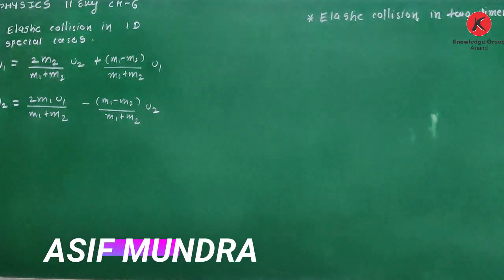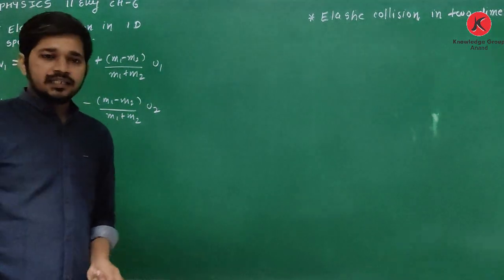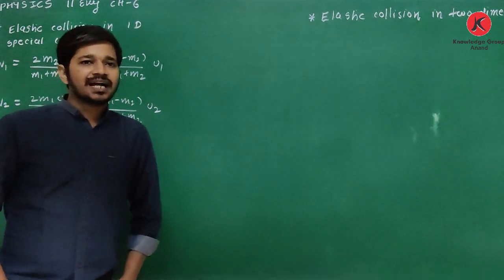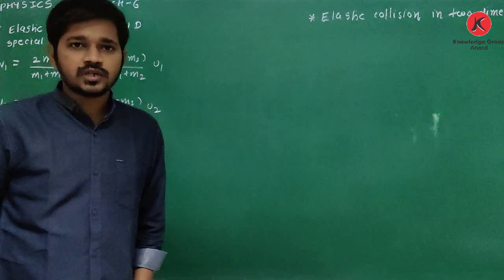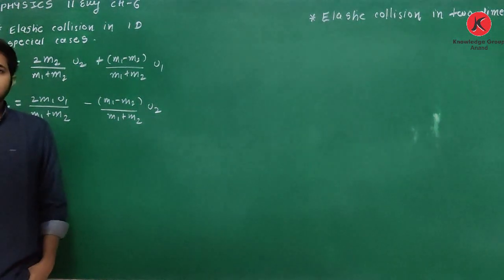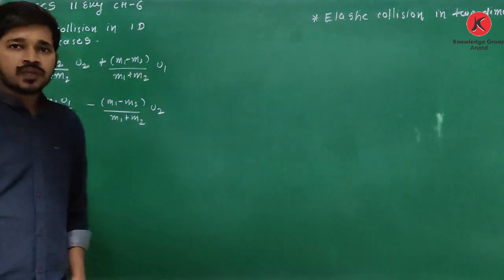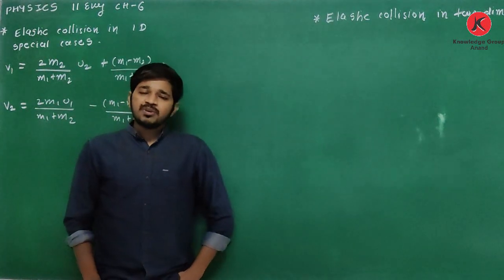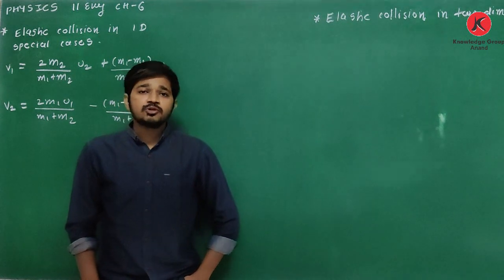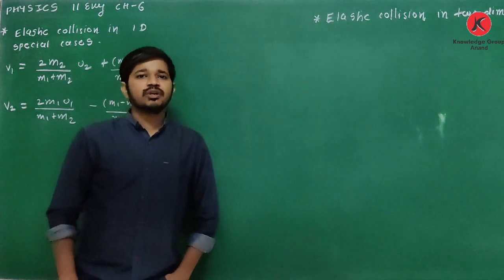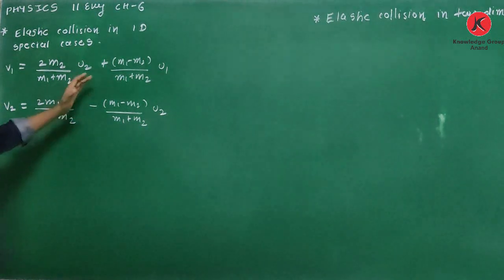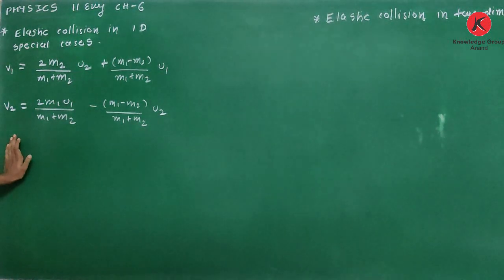In the last lecture we discussed collisions, elastic collision in which kinetic energy is conserved. First case, elastic collision in one dimension. We considered two objects having masses m1 and m2. Before collision their speeds are u1 and u2, and after collision their speeds are v1 and v2. We obtained the equations of v1 and v2. You have to remember these two equations.